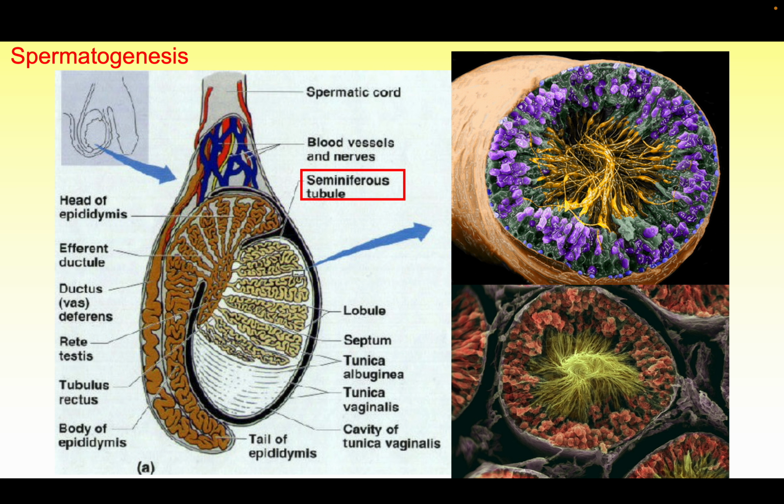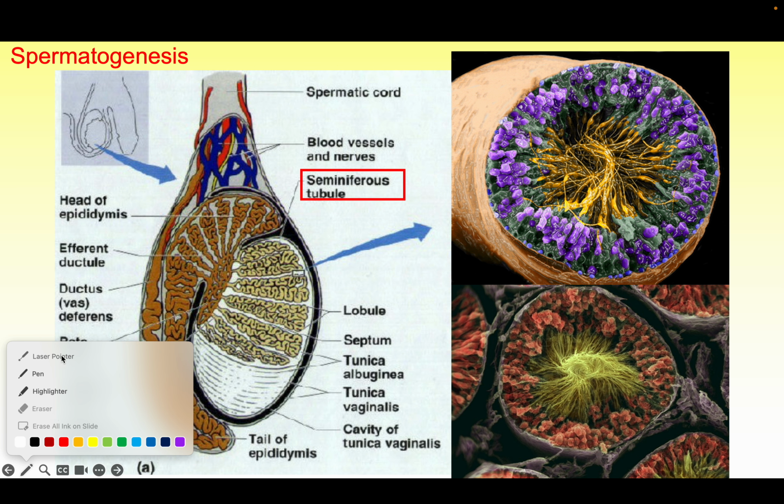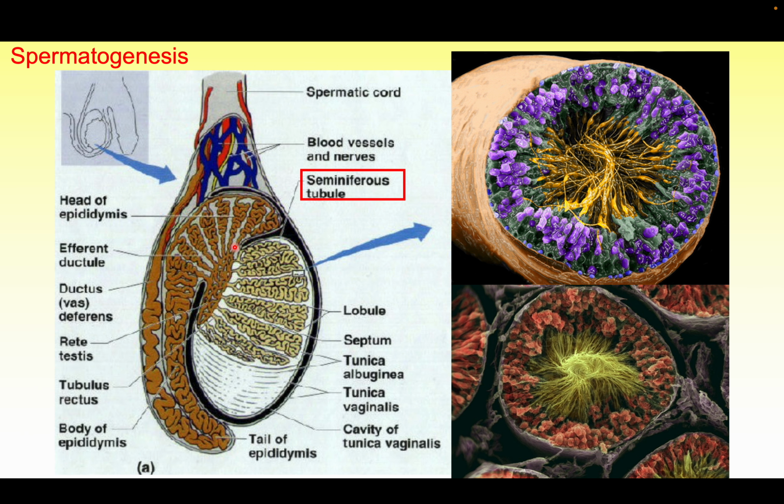Spermatogenesis takes place in the testicles of the male animal, and particularly in the structures called seminiferous tubules, which are coiled tubules within the testis. Here you can see, right, the one that I'm highlighting are seminiferous tubules. If you cut across a tubule, it would look like this.